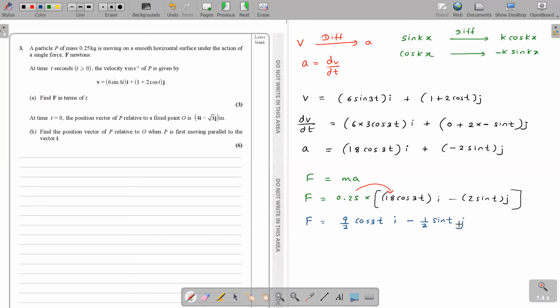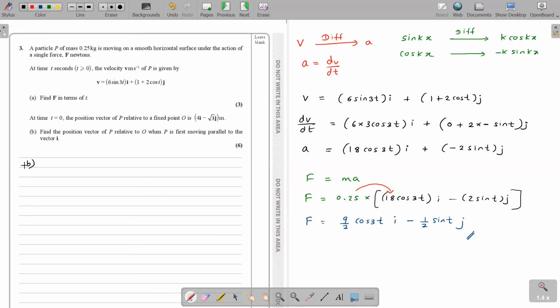Sin t times j. So in here, they have not asked you to find the magnitude of the force, have they? No. They just ask you to find the force. In that case, you leave your answer in vector form. In the event they ask us to find the magnitude of the force, we have to go for the squaring and square rooting. Okay, so this is the answer for part A.